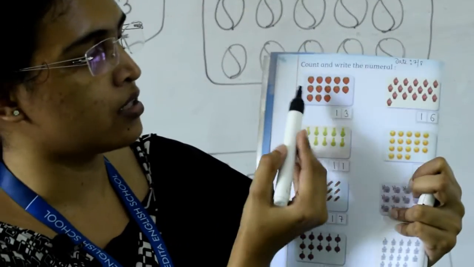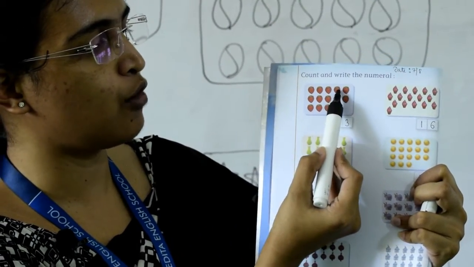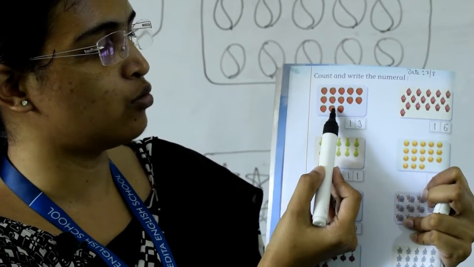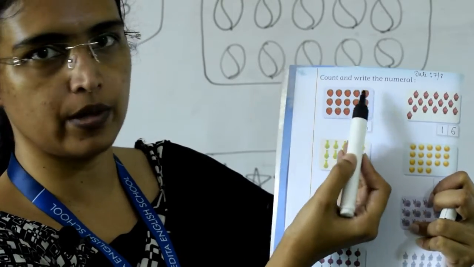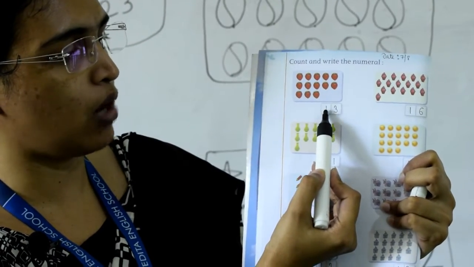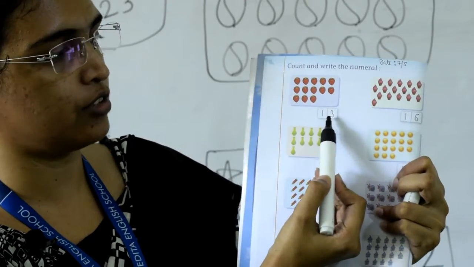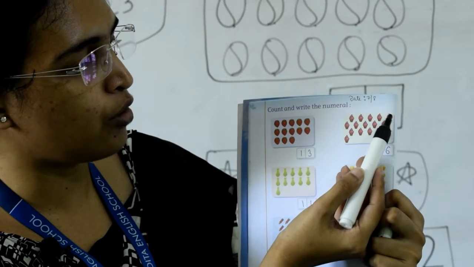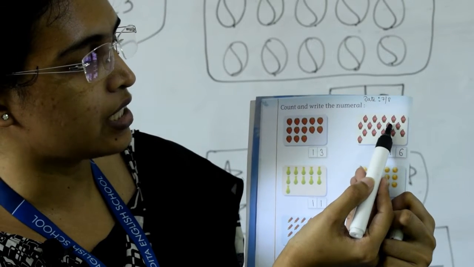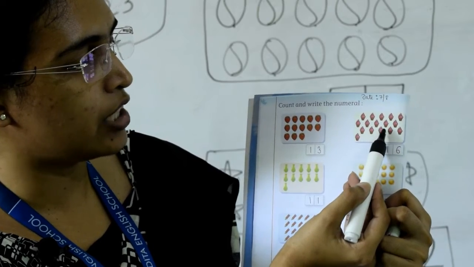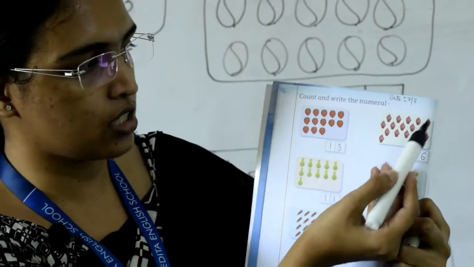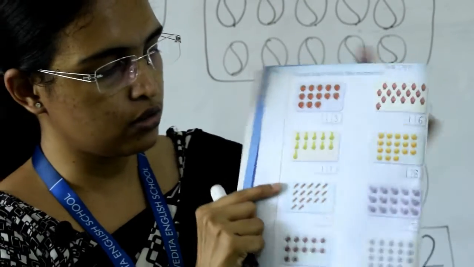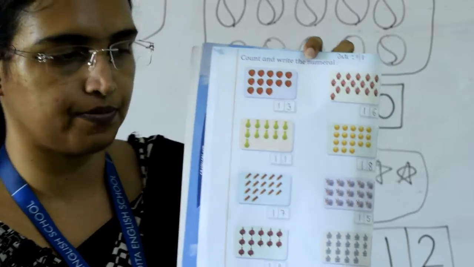Look, how many strawberries? 1, 2, 3, 4, 5, 6, 7, 8, 9, 10, 11, 12, 13. In this box 13 strawberries are there. So write here 1 and in this box write 3. 1, 3, 13. Now how many ice creams? 1, 2, 3, 4, 5, 6, 7, 8, 9, 10, 11, 12, 13, 14, 15, 16. 16 ice creams in this box. So write here 1 and 6. In this way do the rest of the part. This page is your homework.